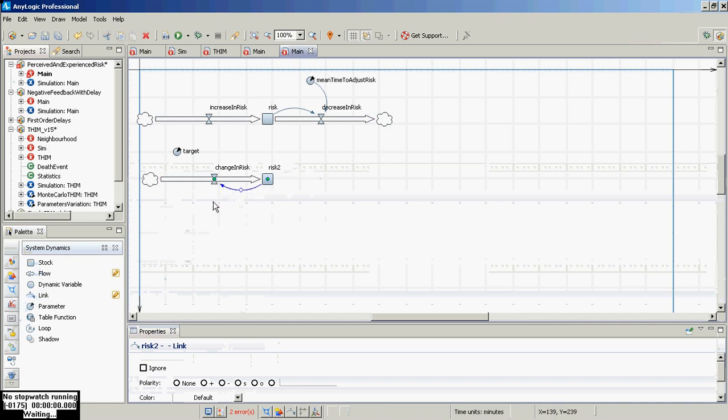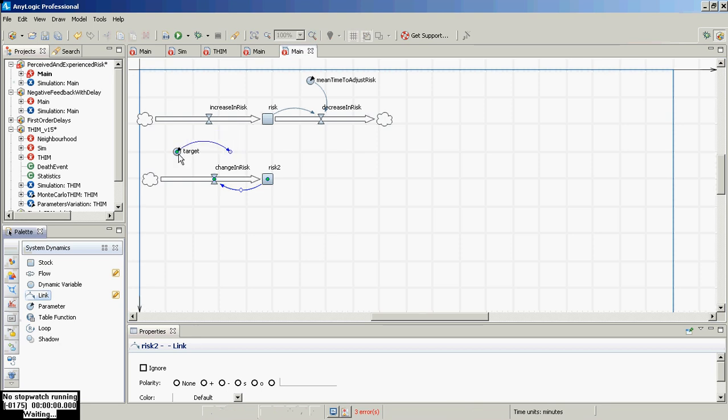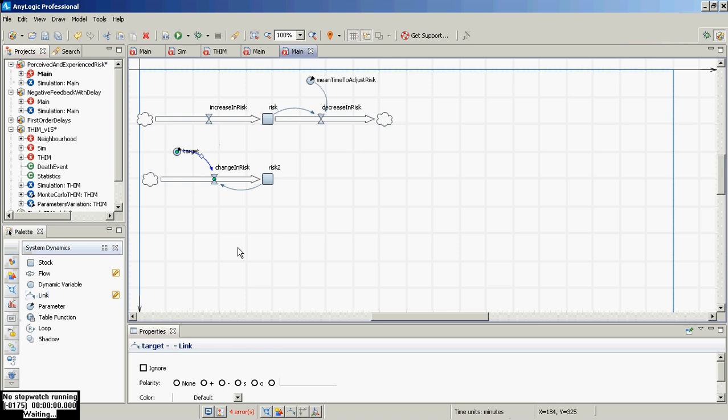Okay, so there's going to be some feedback here, right? Is there not? I just drew this. Is there feedback? You bet there is. Because if target equals risk 2, what's this flow going to be? 0. If target is greater than this stock, the flow is going to be positive. It's going to grow this stock, right? Okay, so those are the forms of first order delays.